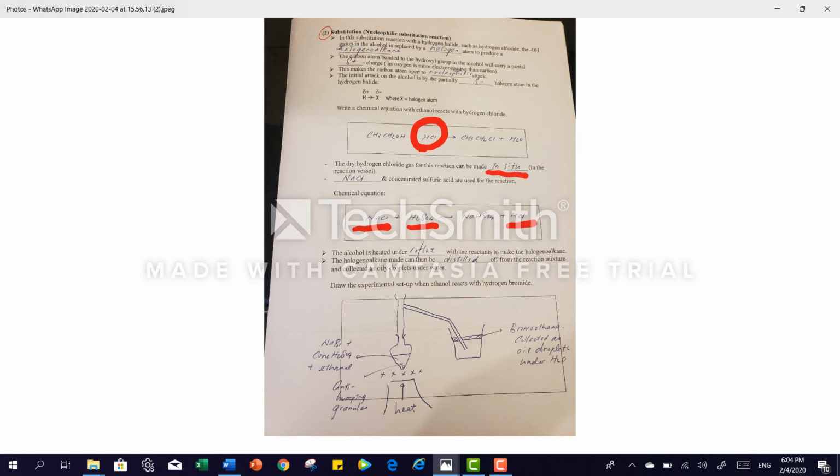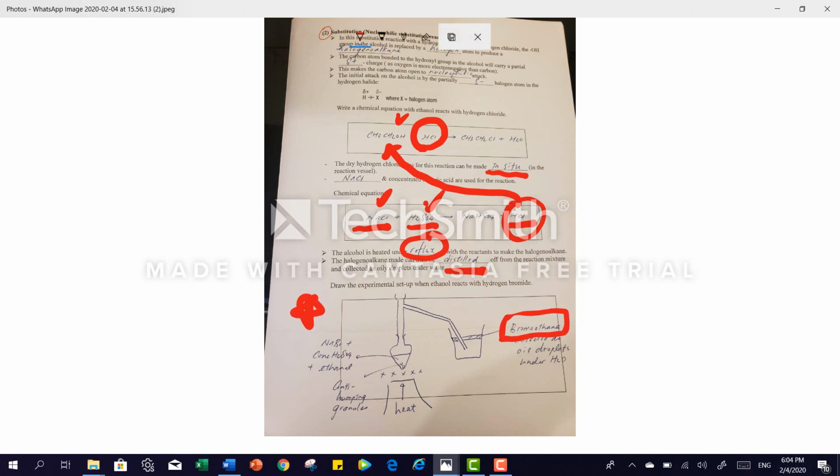By means of in situ, it means you put everything together in the reaction flask so that they react together. When the HCl is produced, it would directly react with this one in the reaction flask. Okay, this is called in situ. And then you need to heat it under reflux, right? And then at the end of the reaction, you have to distill off the product you produced, and you need to know how to draw this diagram.